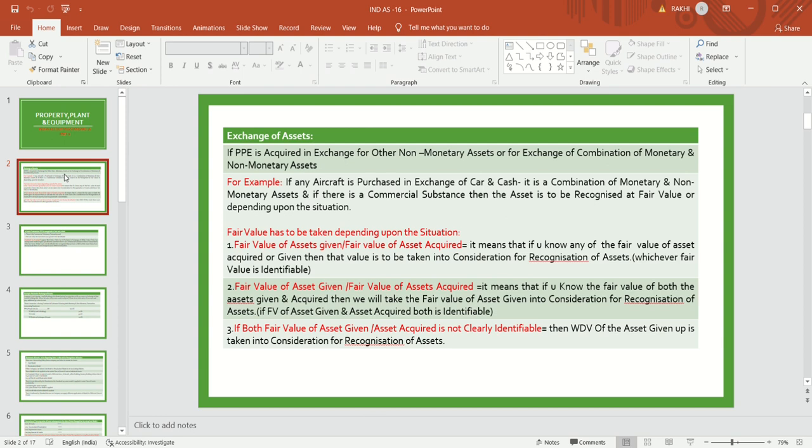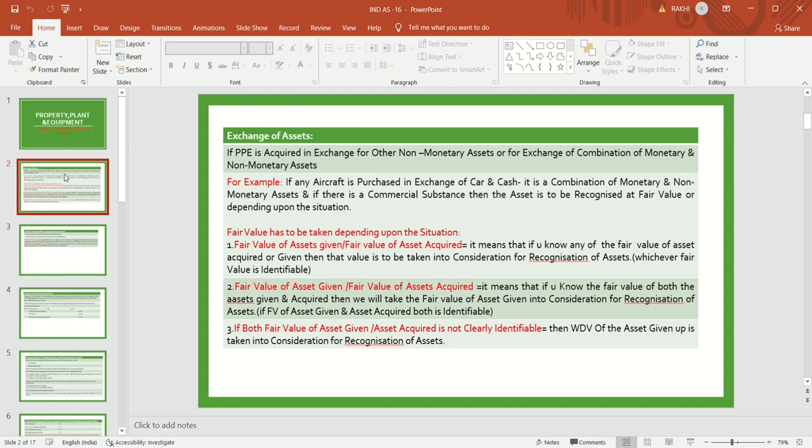That is, fair value has to be taken depending upon the situation. What are the situations? Fair value of the asset given or fair value of the asset acquired. We will take either the fair value of the asset given or the fair value of the asset acquired. If you know the fair value of the asset given, and you don't know the fair value of the asset acquired, then you will take the fair value of the asset given. If you know the fair value of the asset acquired and you don't know the fair value of the asset given, then you will take the fair value of the asset acquired.